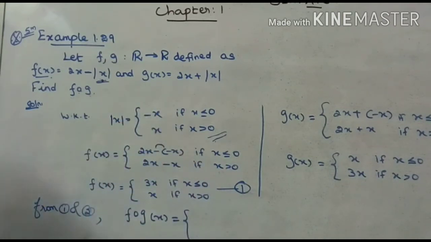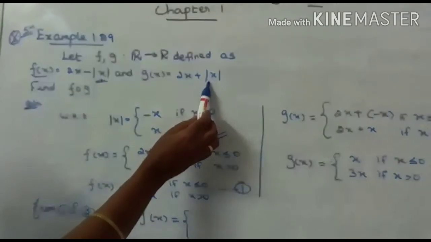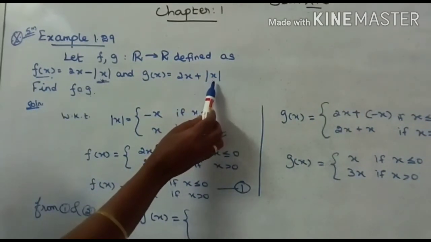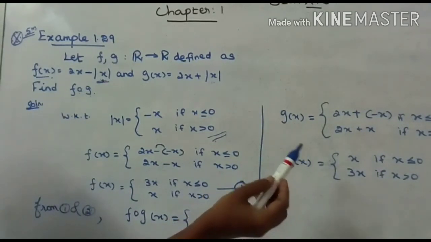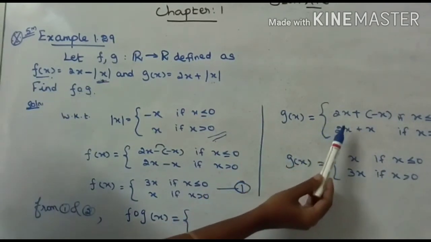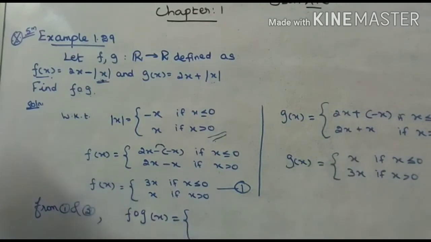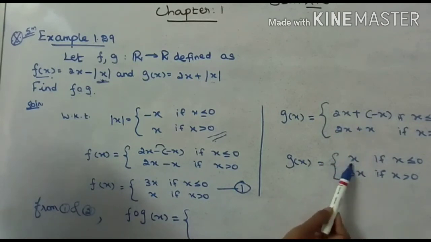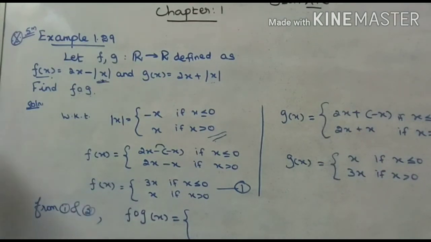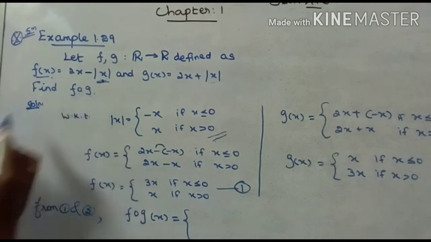Next, complete g of x. g of x equal to 2x plus modulus of x. For modulus of x, in the negative interval we get a negative value and in the positive interval we get a positive value. So 2x plus minus x if x less than or equal to 0, and 2x plus x if x greater than 0. 2x minus x is x, and 2x plus x is 3x if x greater than 0. Take this as the second equation. So from 1 and 2 you calculate g composite with f.